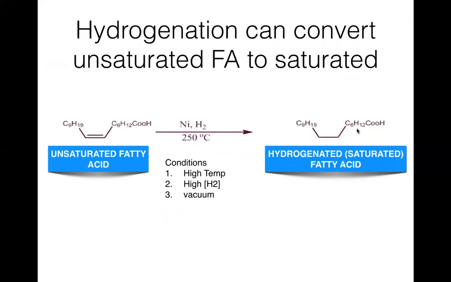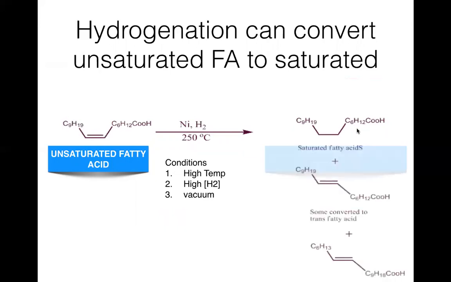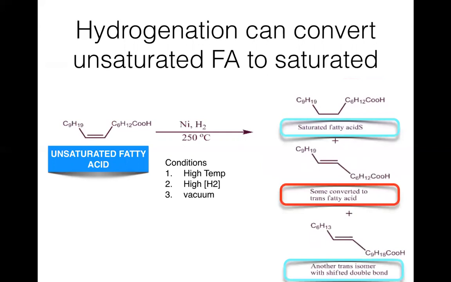Now, the hydrogenation process does not just produce hydrogenated fatty acid. It can also produce some side products. This can include the trans fatty acid. Now, there is simply a structural rearrangement so that the double bond remains present, but there is a change in the configuration that we shall be discussing in a little while.